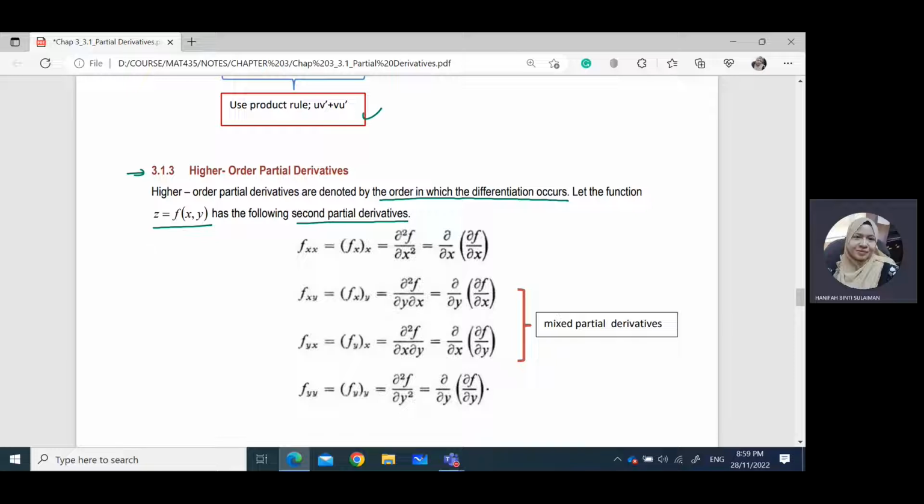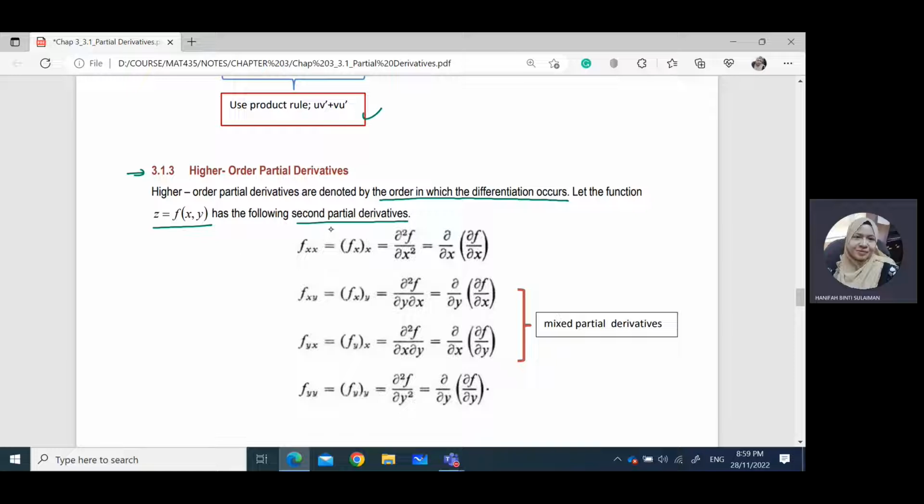So untuk higher order partial derivative ni, ia adalah berapa kali differentiation itu berlaku ataupun berapa kali pembezaan itu berlaku. Kalau dia berlaku 2 kali, so kita panggil sebagai second order. If the differentiation occurs 3 times, we call it a third order. Kalau 4 times, it's a fourth order. Macam tu. So, the meaning of order or higher order is the number of times differentiation occurs. Okay, itu maksudnya.